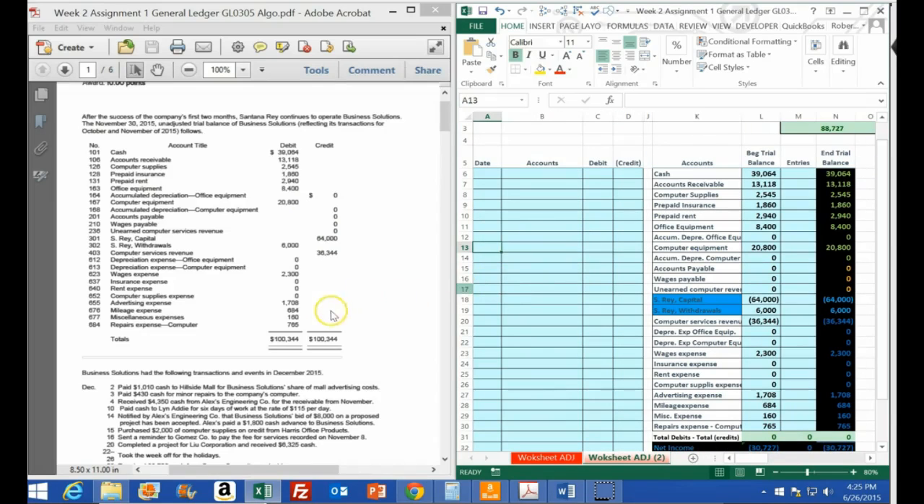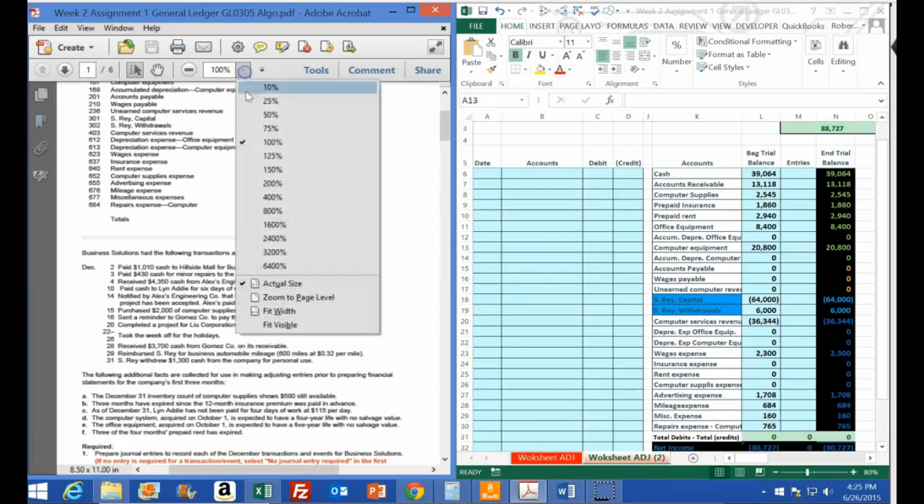Alright, so then we're going to take a look at the transactions down here. See if we can make this a little larger.